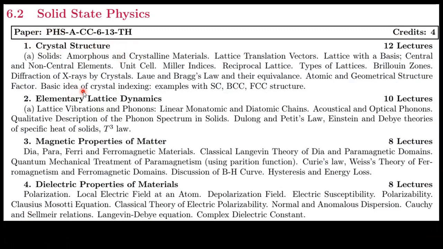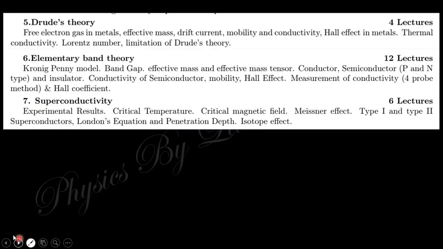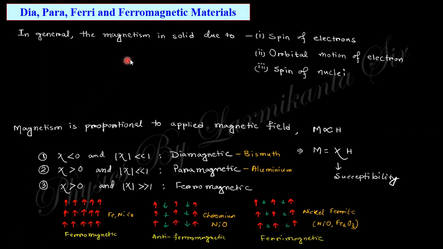Okay. So you can see this is the syllabus of University of Calcutta 6th semester physics honors. The crystal structure and elementary lattice dynamics, these two parts were already covered in the previous lectures. Today we want to discuss this portion: the dia, para, ferri, ferromagnetic material, classical Langevin theory of dia and paramagnetic domains, quantum mechanical treatment of paramagnetism, and then Curie's law. Up to this portion we will discuss, and in the upcoming session we will cover the remaining portion, right? So let's start today's discussion.